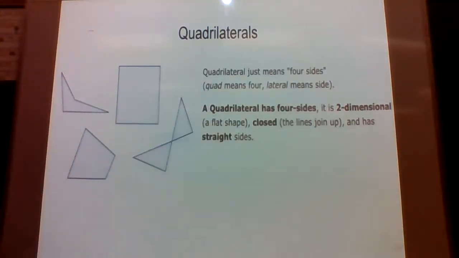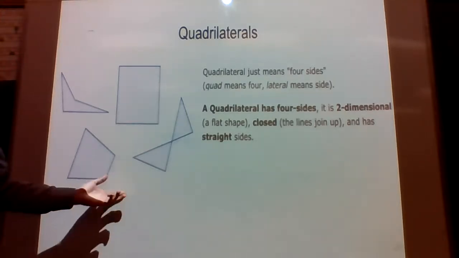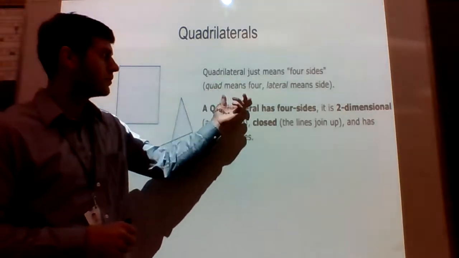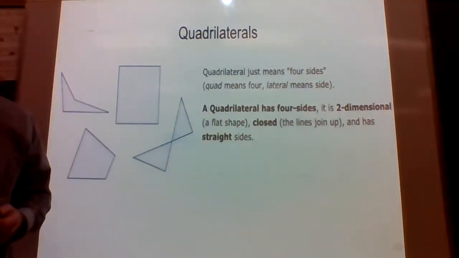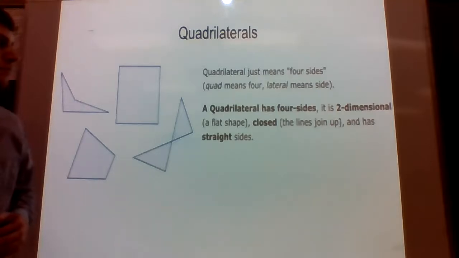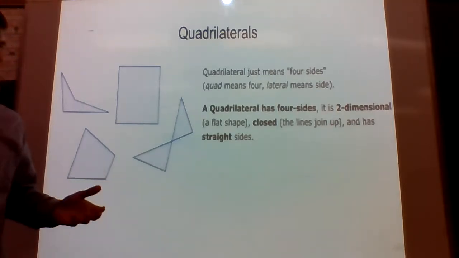This is the introduction to quadrilaterals. So quadrilaterals are four-sided figures. Quad means four, lateral means side. If you're moving laterally, you're moving side to side. So quad, again, four, lateral, sides: four sides.